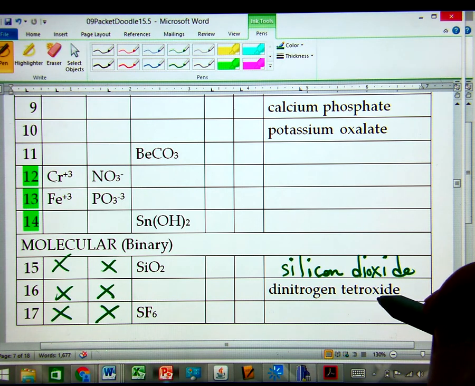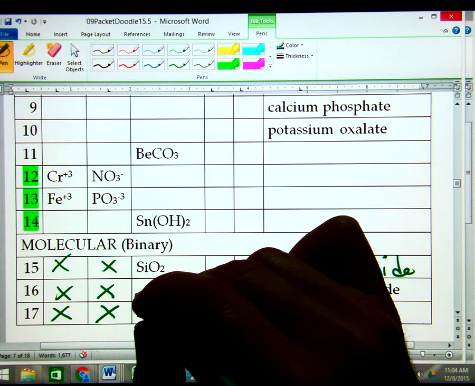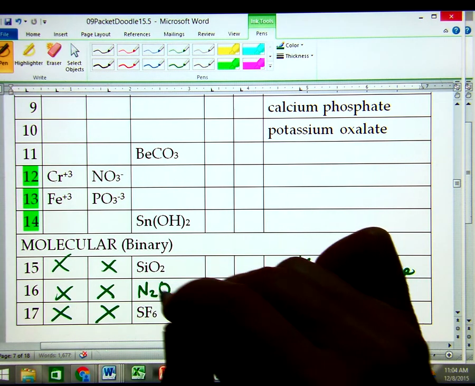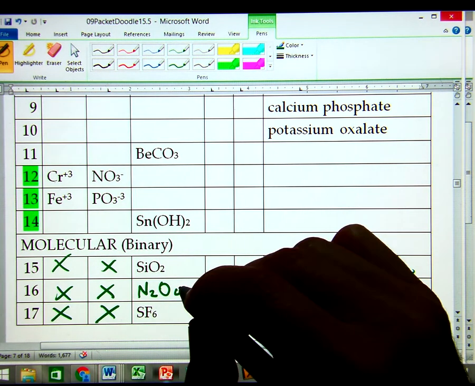Okay, this is called dinitrogen tetroxide. They dropped the A for tetra before oxide. So there are two N's. So we're going to write N2. And then tetra means 4. So they're going to be 4 oxygens.